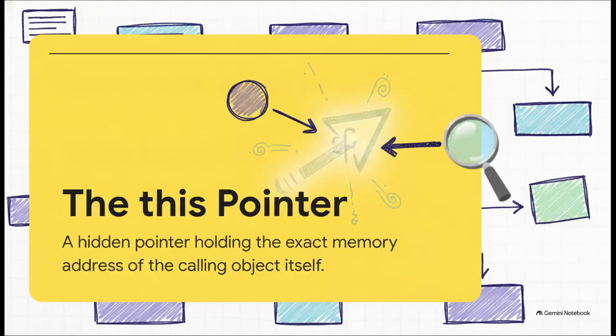The answer is basically C++ magic happening behind the scenes. Every single time an object calls a member function, C++ secretly passes along a hidden pointer to that function. It is literally called the this pointer. It's a special pointer accessible by every member function, and it holds the exact memory address of the specific object that called it. So the second that function is invoked, this just pops into existence, holding the caller's address. It's basically a phantom argument that you never even have to type.